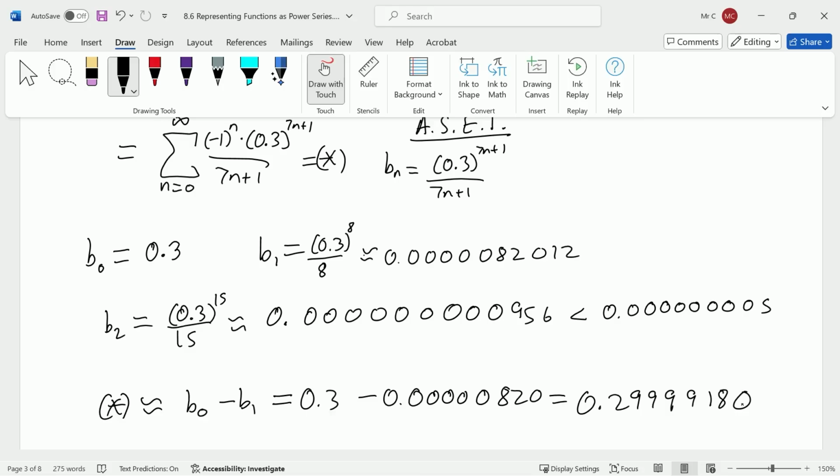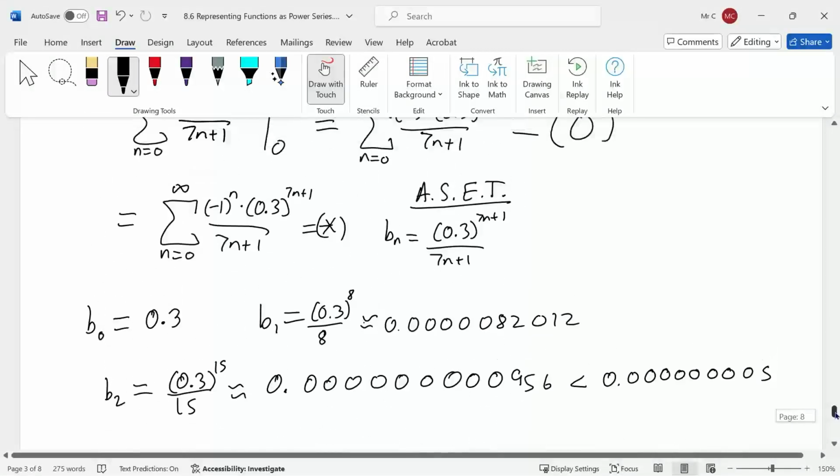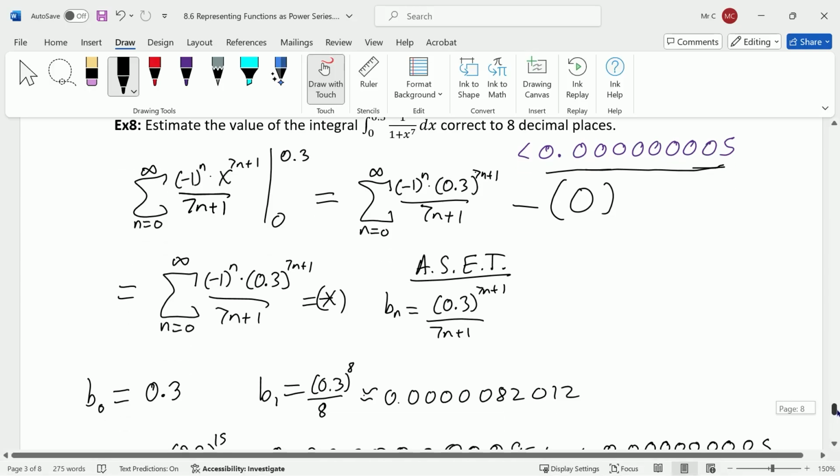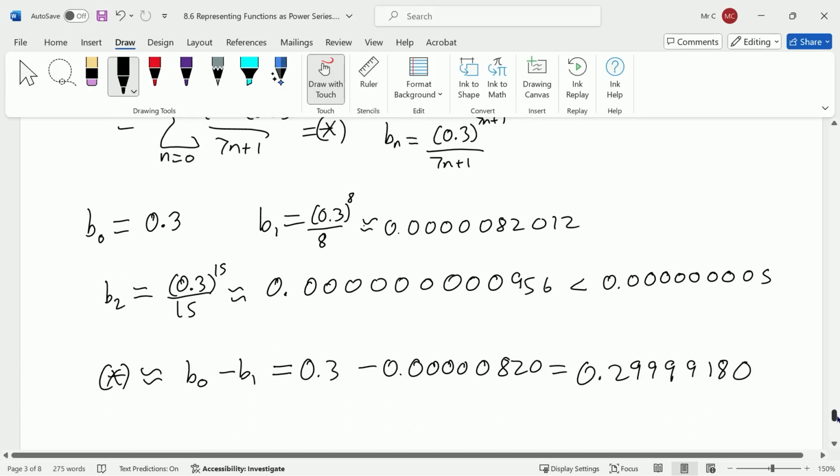Okay, so that's it for that one. I mean, that shows you just how powerful these approximations can be, where you can ask for something like 8 decimal places of accuracy, and you can get it with just the first 2 terms of the series.